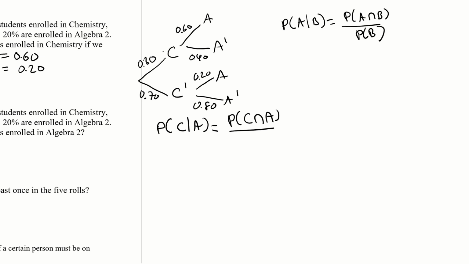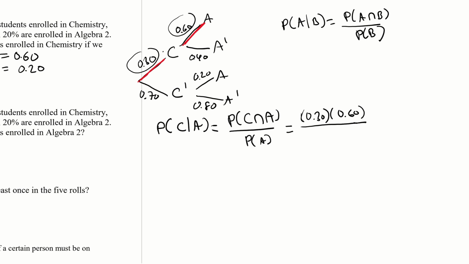Okay, so that's your formula. So we do C and A divided by probability of A, because A is given. So what's the probability of C and A? Well, the probability of C and A is this and this. And so what do we do with those probabilities? We multiply them along the way. So we got 0.30 times 0.60.